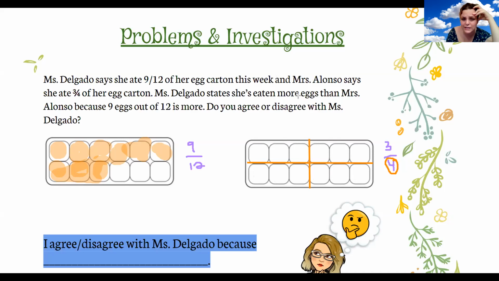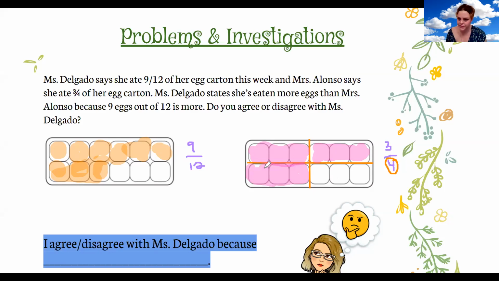And now let's shade it in. So I have to shade in, I've divided this into 4 parts, and I have to shade in 3 parts, not 3 eggs, but 3 parts out of the 4 parts. And let's see how many eggs that comes up to. So I'm gonna grab another color. So this would be 1 part, would be 1/4 of my egg carton. This would be 2/4 of my egg carton. And this would be 3 parts out of my egg carton.